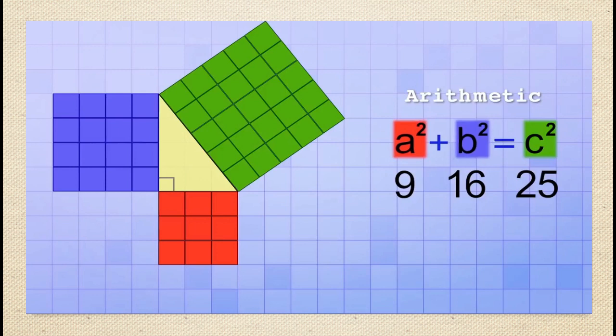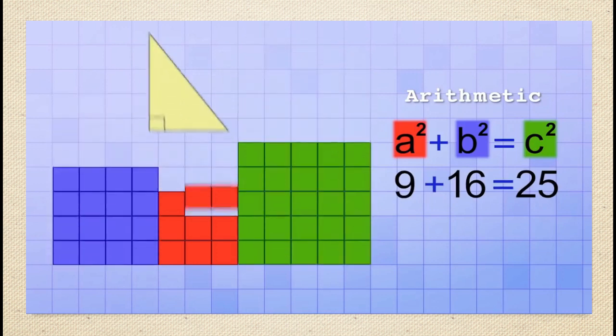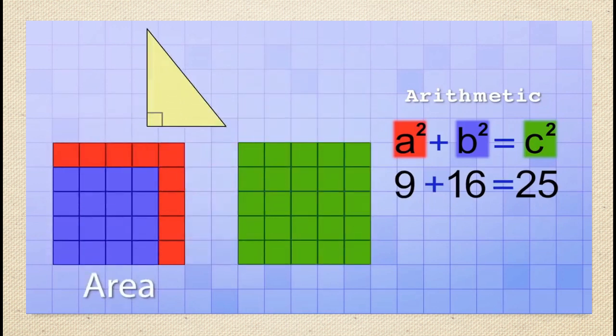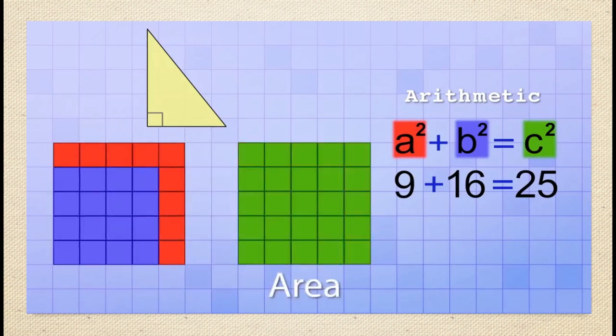On the arithmetic side, if we add the areas of A squared and B squared, it will be equal to 25, and rearranging the unit squares, the area of squares formed by the two legs is equal to the area of the square formed by the hypotenuse.